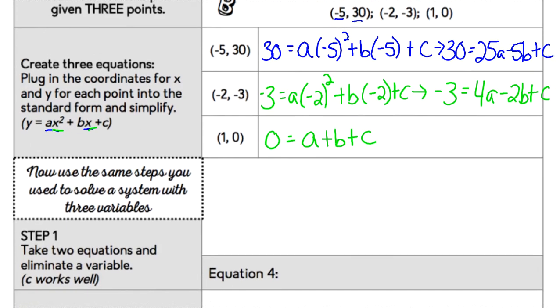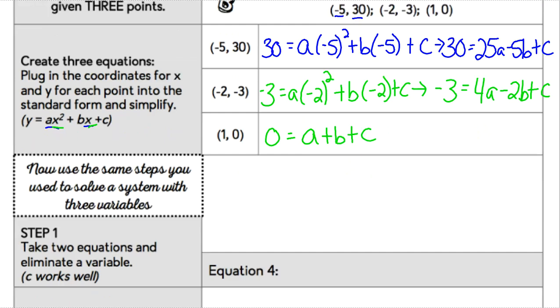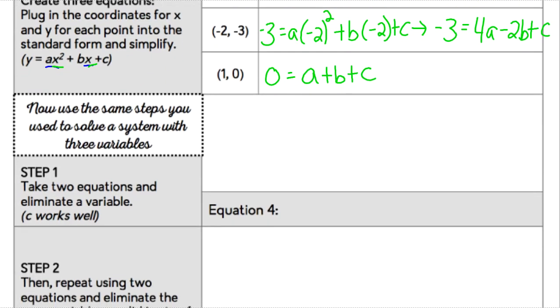Now I'm able to write the quadratic equation. Remember that our goal is to write this quadratic equation, so we're figuring out coefficients for a, b, and c so that we can plug them back in. So we're going to use those same steps. We're going to start by picking 2 equations to solve. Again, it doesn't really matter which 2 you pick. I'm just going to pick the first and the second one because they both have plus c on the end, so it's going to be easy to eliminate that.